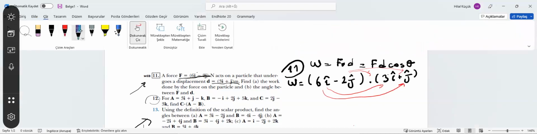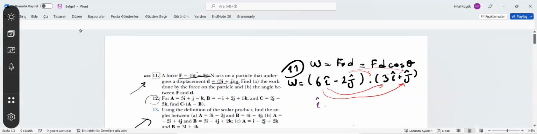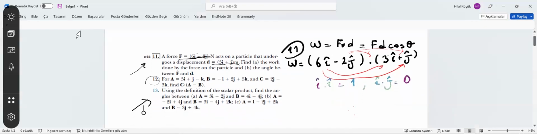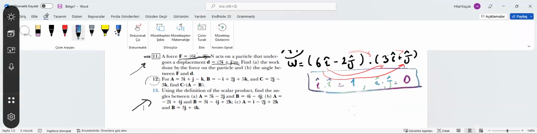To remind you again, it is quite an easy part. If you have the same unit vector, you will have 1. J multiply J will be 1, K multiply K with scalar product will be 1. But if you have a different unit vector, you will have 0. You can produce the others: J multiply K will be 0, I multiply K will be 0. Okay, I know this information, and then we can continue.